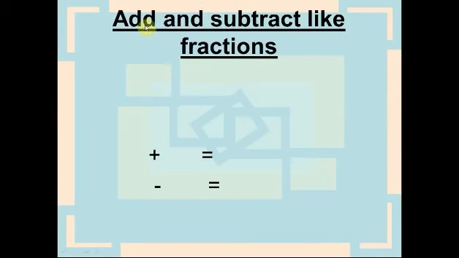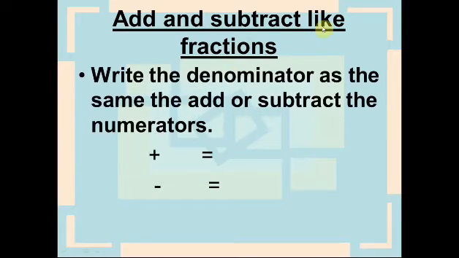Firstly, add and subtract like fractions. The meaning of like fractions: they are fractions that have the same denominator. When we add and subtract like fractions, we write the denominator as the same and then add or subtract the numerators. For example, 4 over 9 plus 2 over 9.